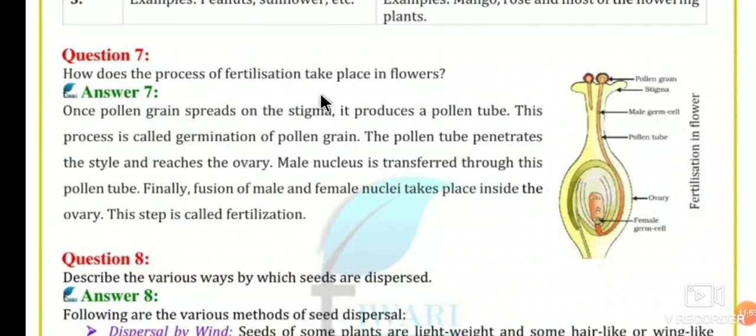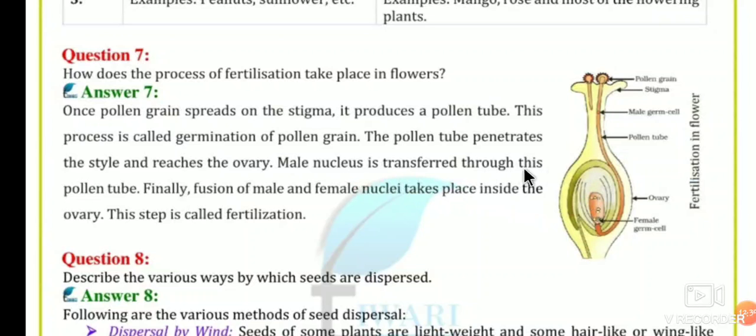How does the process of fertilization take place in flowers? Once pollen grains spread on the stigma, they produce a pollen tube. This process is called germination of pollen grains. The pollen tube penetrates the style and reaches the ovary.